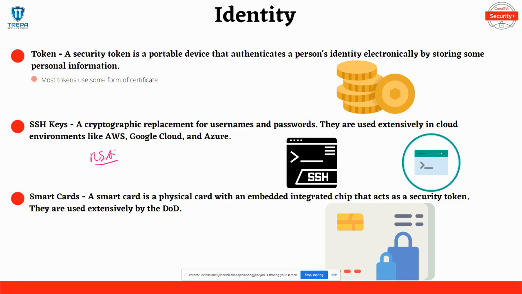And then smart cards. Smart cards are physical cards about the size of a credit card with a chip embedded into them that acts as a security token. Enterprises implementing PKI into their environment typically issue smart cards to their users. An example of this, the DoD, they use smart cards and we call them common access cards. They are used to log into government systems and are also official federal identification cards.